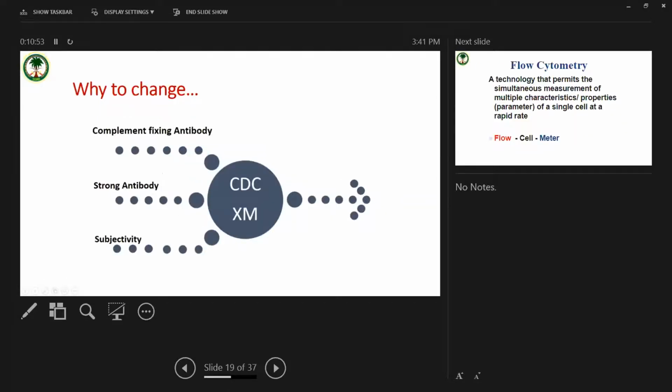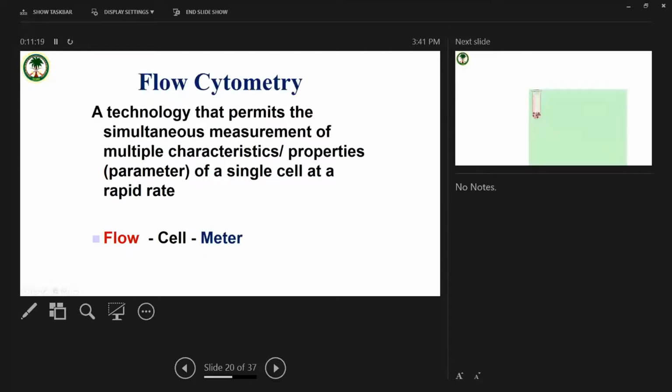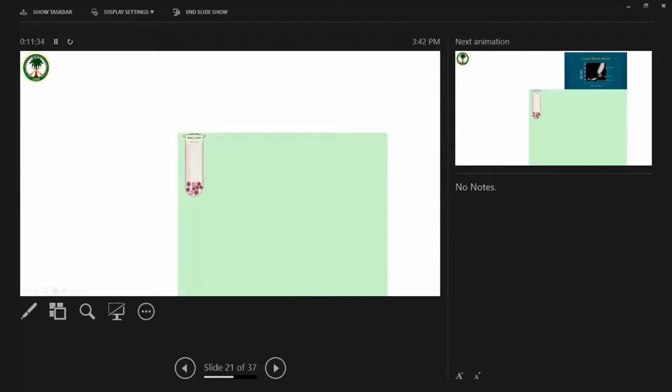Why do we need to change from CDC to flow cytometry? CDC only detects complement fixing, only detects strong antibody, and it is a subjective technique. If I am not an expert in interpreting that technique, I might call the case negative or doubtful positive, and my colleague, if he is very expert, might call it differently. So there are different opinions in the interpretation if the person is not expert. Another technique is flow cytometry. If we dissect the word, flow means continuously moving, cyto means cell, meter means measurement. So if we put the three words together, we are measuring continuously moving cells.